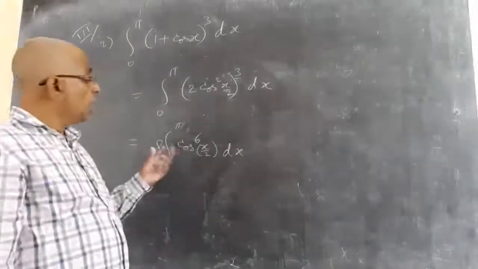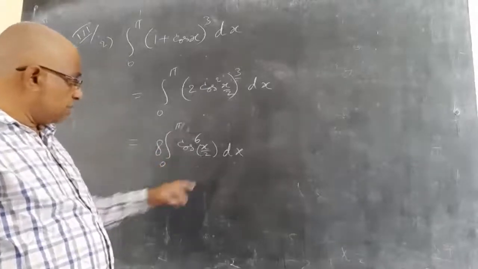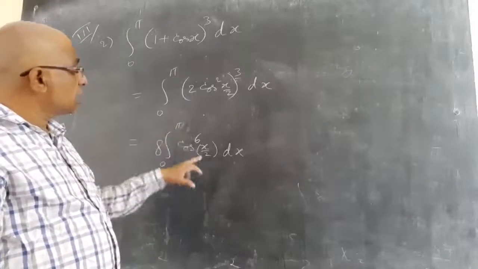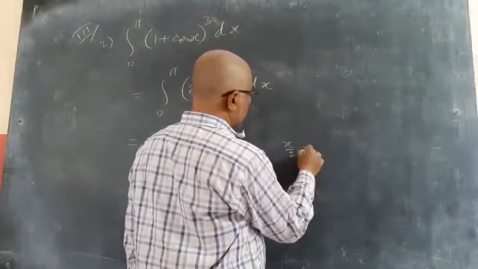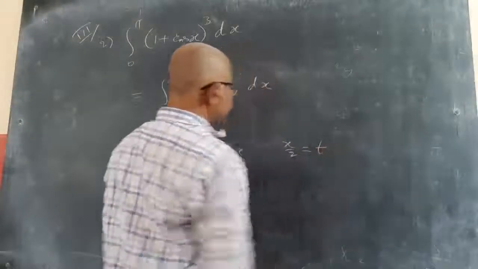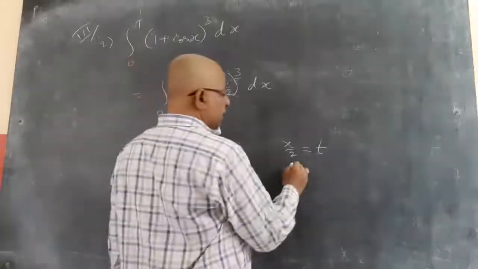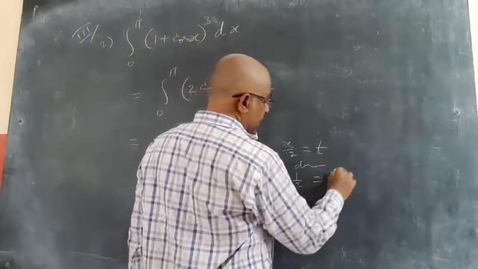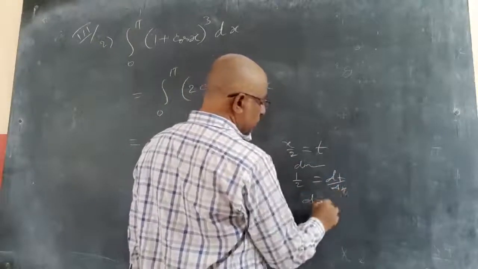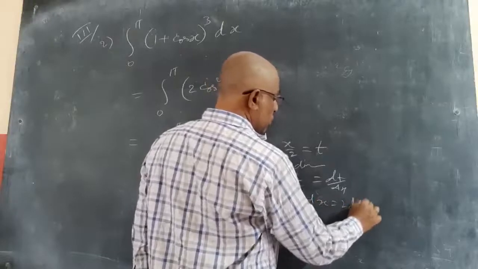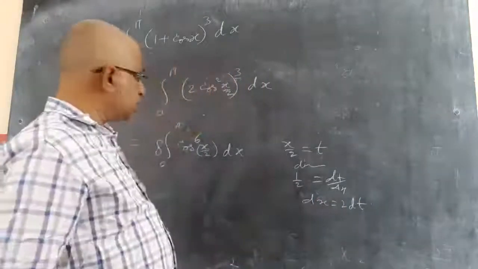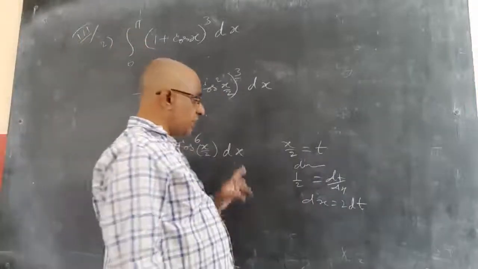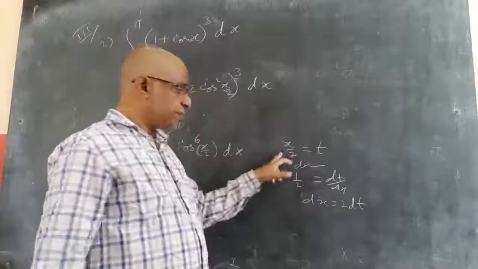Now if I take x by 2 equal to some t, then what happens? Derivative with respect to x, this is 1 by 2 equal to dt by dx, which is nothing but dx equal to 2 dt. Now we need limit 0 to pi by 2, then we can apply the formula. That's why I am making the limits. I want to change the limits to 0 to pi by 2. That's why I am taking x by 2 as t.